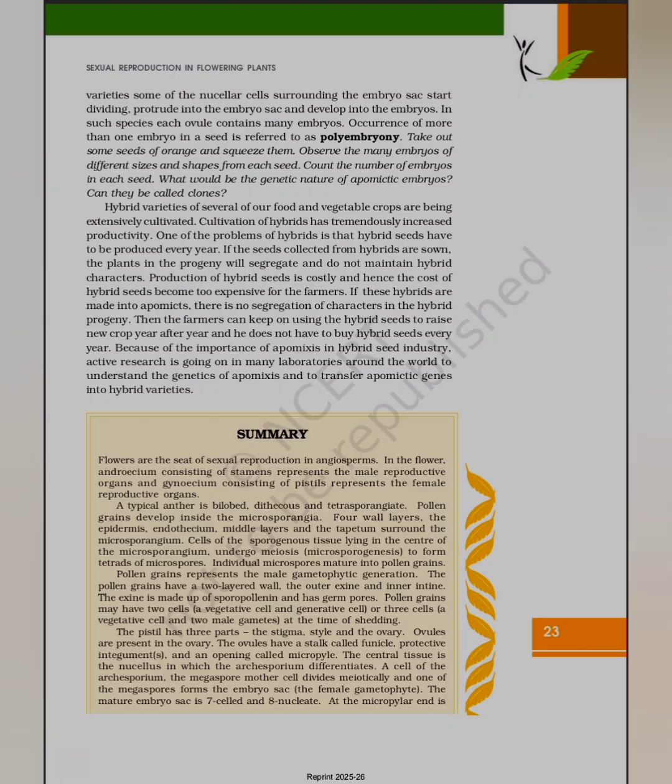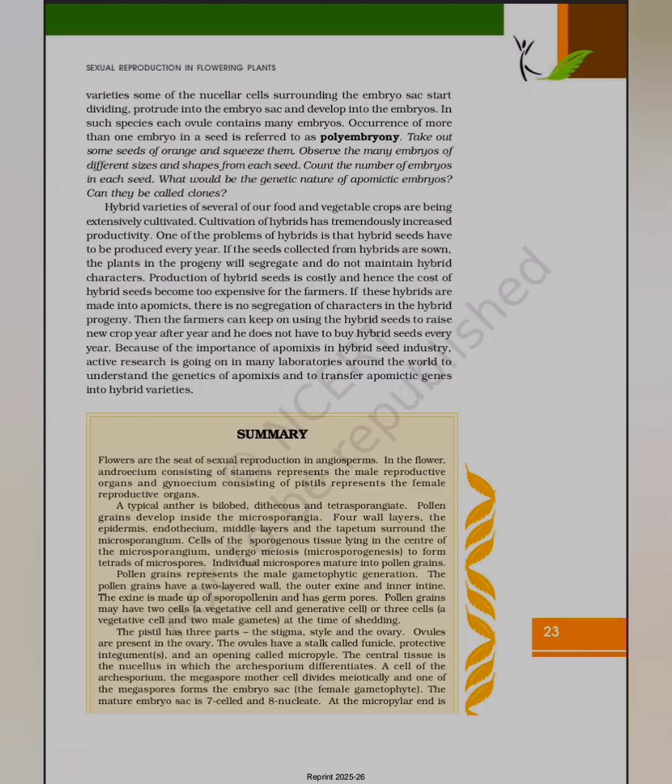Hybrid varieties of several of our food and vegetable crops are being extensively cultivated. Cultivation of hybrids has tremendously increased productivity. One of the problems of hybrids is that hybrid seeds have to be produced every year. If the seeds collected from hybrids are sown, the plants in the progeny will segregate and do not maintain hybrid characters. Production of hybrid seeds is costly, and hence the cost of hybrid seeds becomes too expensive for the farmer.